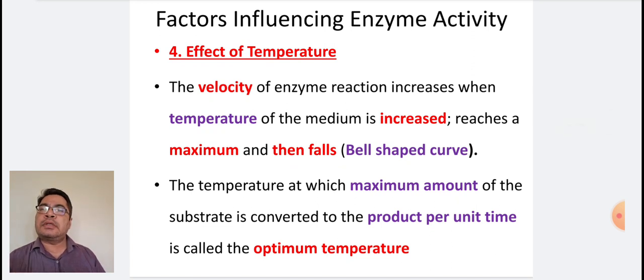Factor 4 is effect of temperature. The velocity of enzyme reaction increases when the temperature of the medium is increased. It reaches a maximum and then falls. This is known as bell-shaped curve. The temperature at which maximum amount of substrate is converted to the product per unit time is called the optimum temperature.